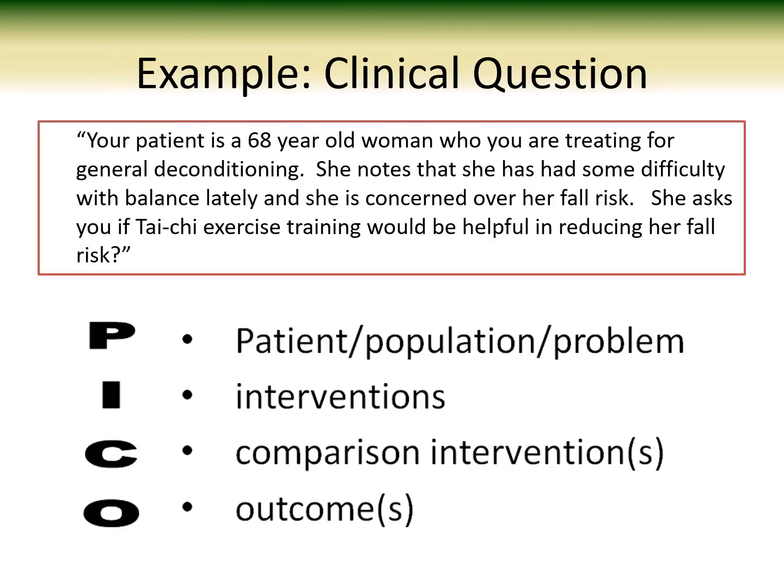Here's an example of a clinical question. Your patient is a 68-year-old woman who you are treating for general deconditioning. She notes that she has had some difficulty with balance lately, and she is concerned over her fall risk. She asks you if Tai Chi exercise training would be helpful in reducing her fall risk.